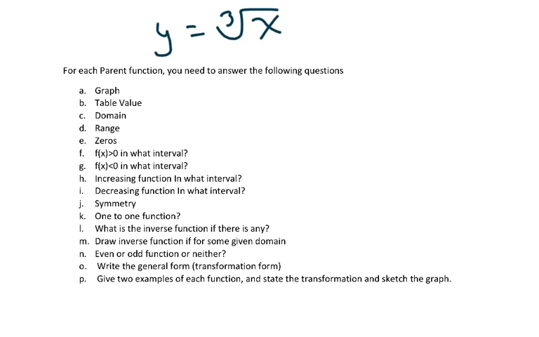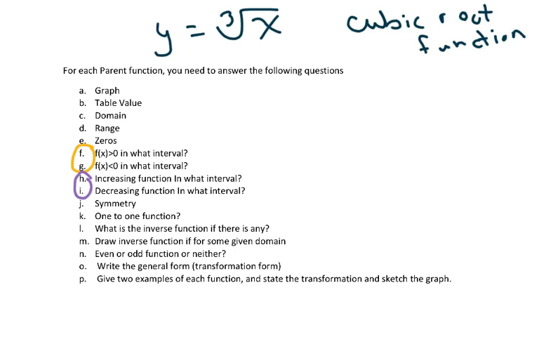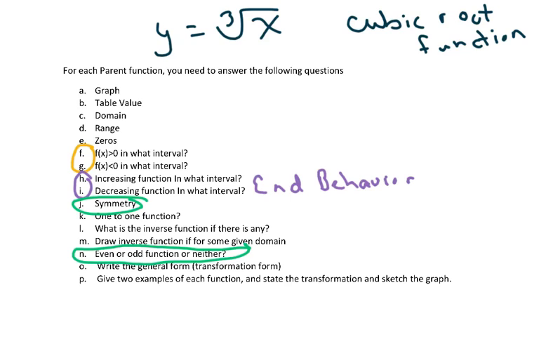Hi everyone, we're going to talk about the parent function, which is the cubic root function. Okay, and we're going to fill out all this information. These two are where y is positive and negative. These two we're going to talk about in behavior of the function, and the symmetry, and these two go together. So you need to have these written down because I'm going to just kind of talk about them all at once.